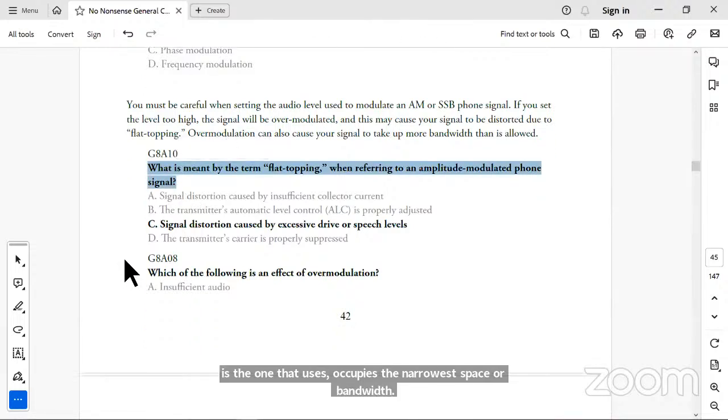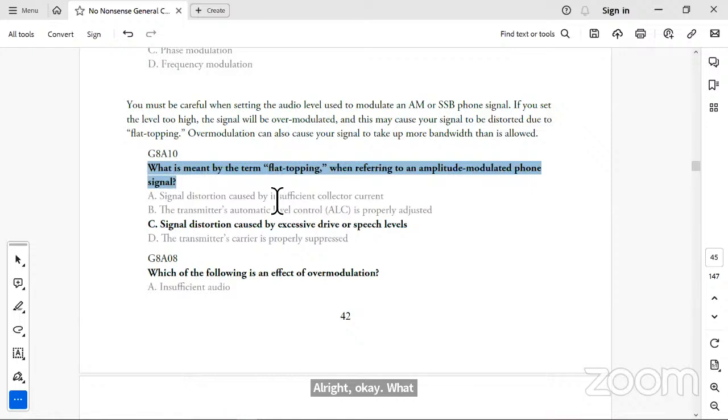Right. Okay. What is meant by the term flat topping when referring to an amplitude modulated phone signal? So let's dissect this question. What are they asking us? They're asking us the meaning of a term. Which term? Flat topping. But what type of signal are we talking about?